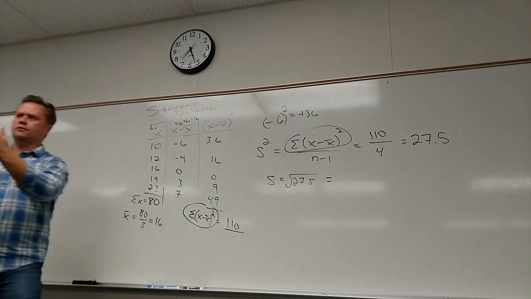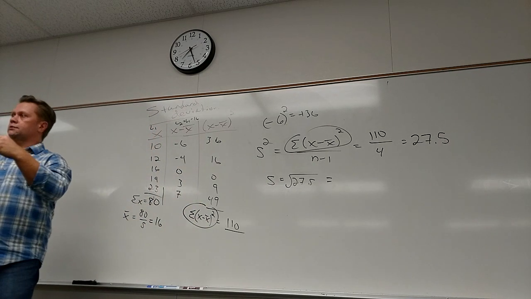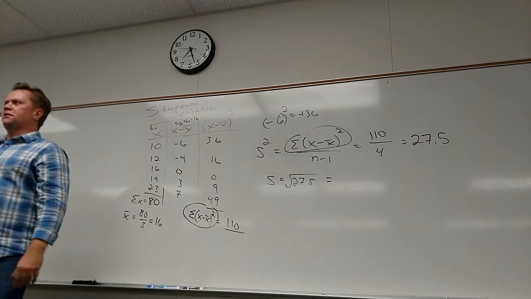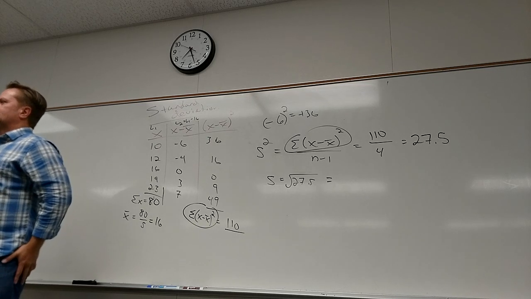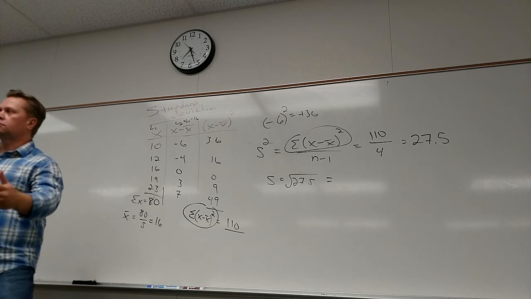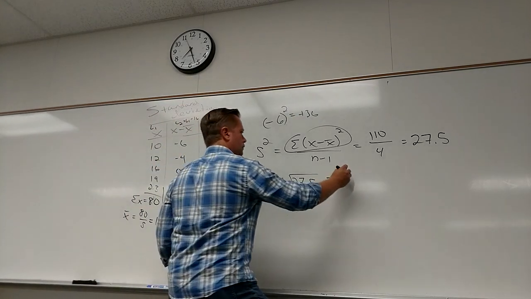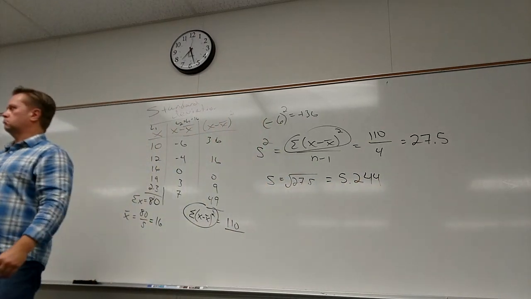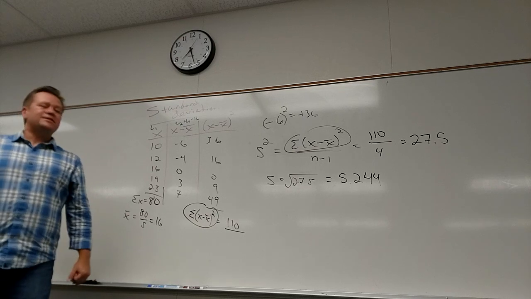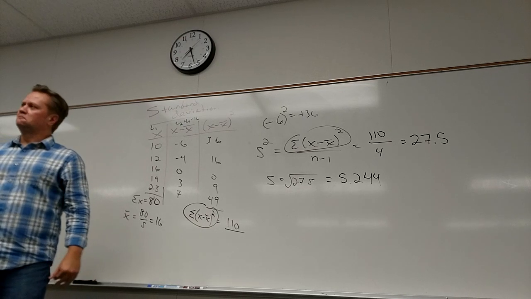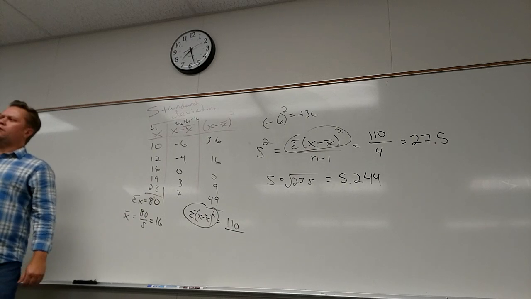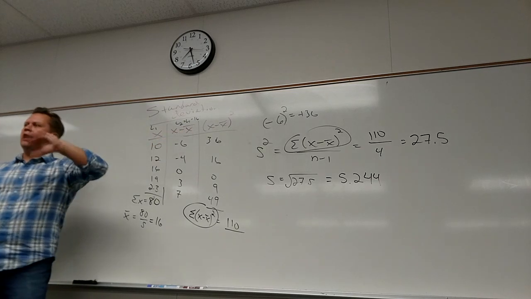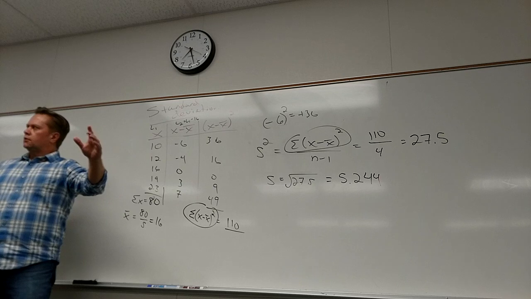And who remembers how far to take the standard deviation, how much to round it to? 3 decimal places at least. If you use 4 decimal places, even better. 2 decimal places, you're going to lose points. If that angers you, just don't stop at 2. Go to 3. So what do you guys get here? 5.244? Okay. What does that mean? How far each data point gets away from the mean on average. I like it.